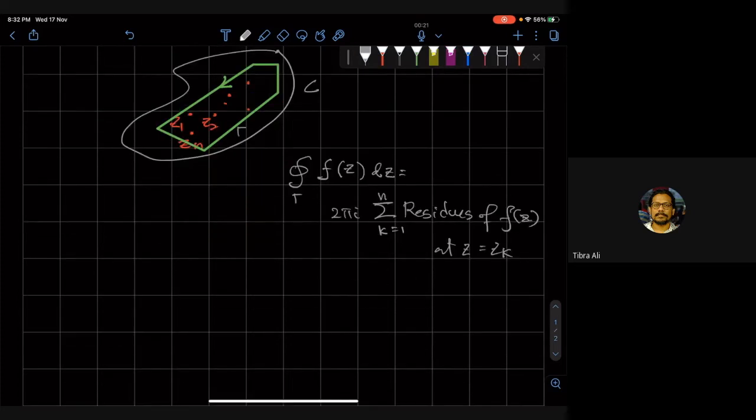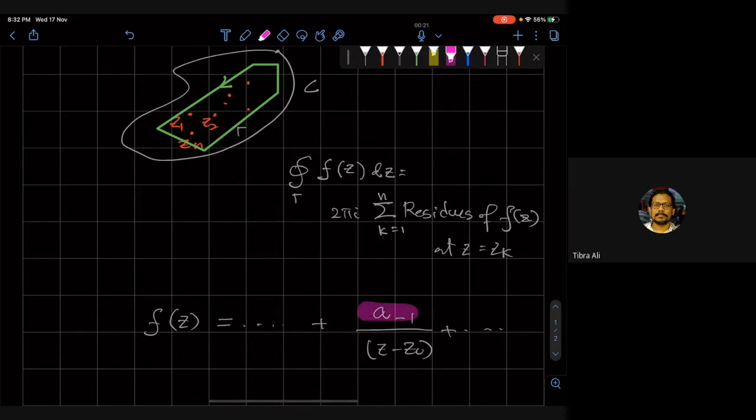Okay, and remember what a residue is. If we have a singular point z naught of the function, then if I expand it, in the expansion there is a term which is the a minus 1 term. This is the coefficient of 1 over z minus z naught. And this coefficient is called the residue. Okay? So do we have any questions about this?